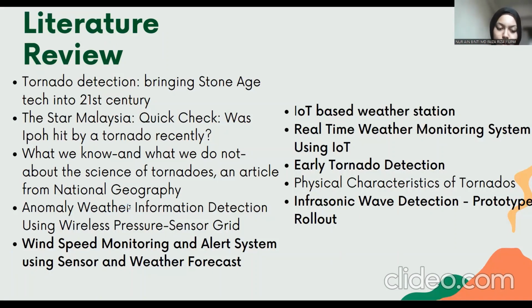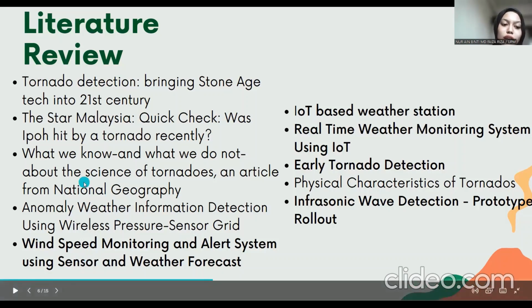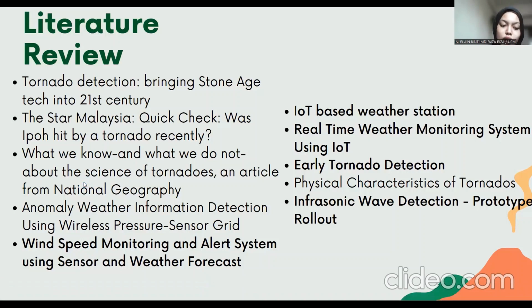The first one is on the wind speed monitoring and alert system using sensor and weather forecast. This research paper gives us a lot of information on wind speed and on how to build a device to detect the wind speed. The paper said that we need to convert an analog signal into the wind speed, and we are going to use Arduino for that.